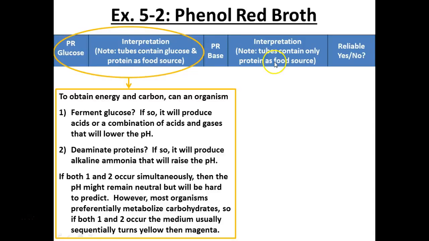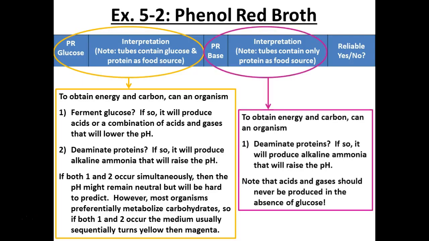If you were, which we did not do, going to do a set of controls of just the base broth, this only contains protein, no sugar. So what's the only possible reliable outcome that could happen? Or there's actually two outcomes that could happen. If you give the organism protein, it could eat it, right? And turn pink. Or it could do nothing at all. That's it. Can you get acid or gas production from protein? No. Right? Only from the fermentation of a sugar like glucose.